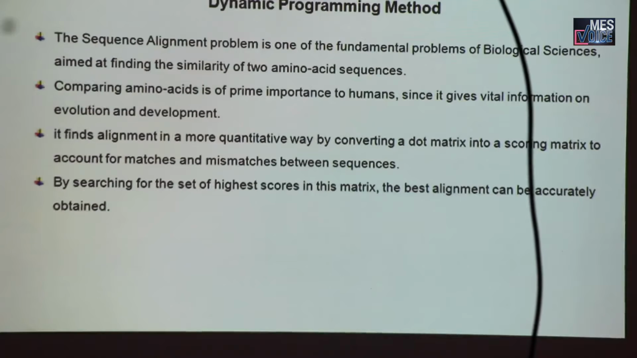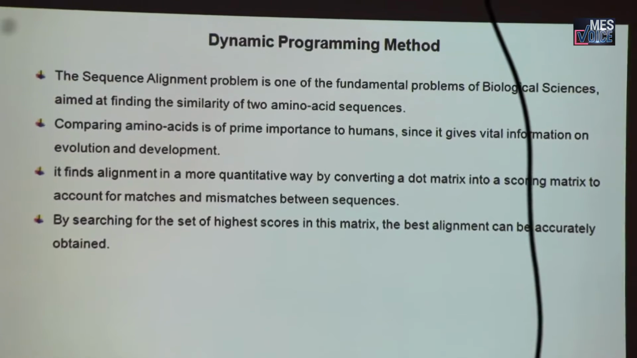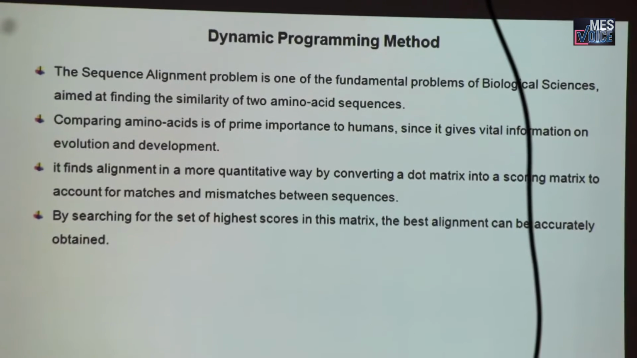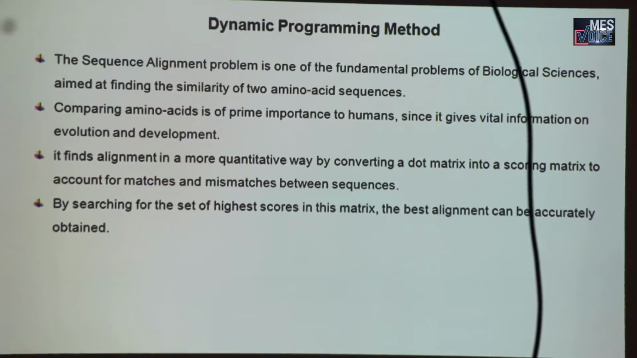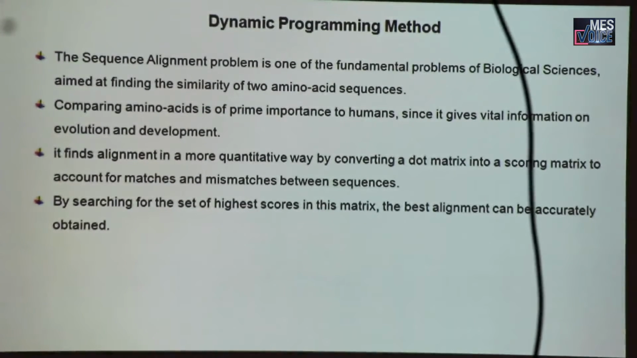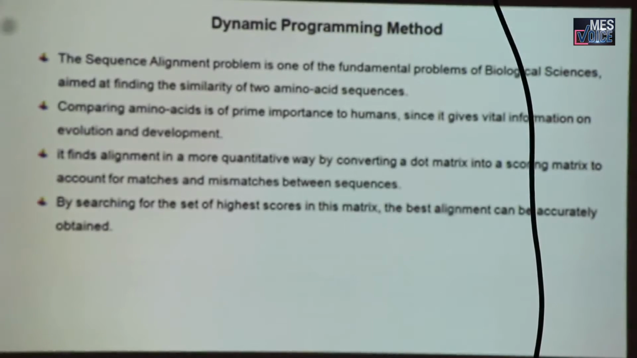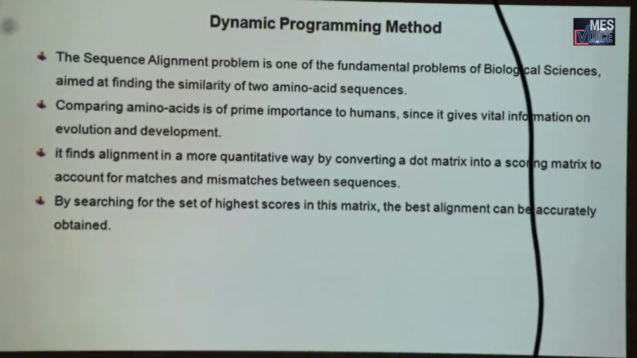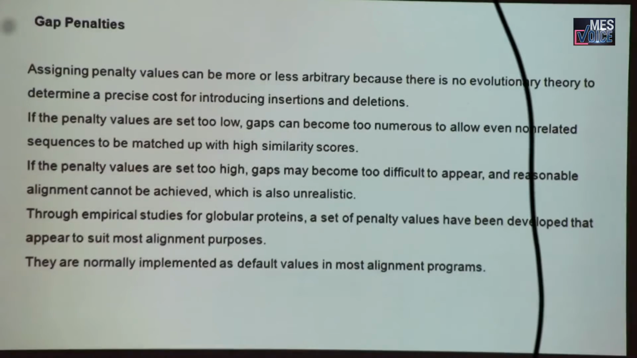Then next is dynamic programming. This is the most used method. Dynamic programming and the word method are the most used methods. Here the sequence alignment is done with amino acids. Dynamic programming is mostly used for amino acids. And here a score is used. A scoring method is used in dynamic programming.